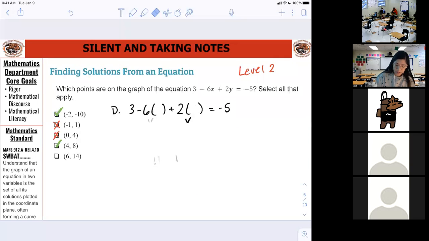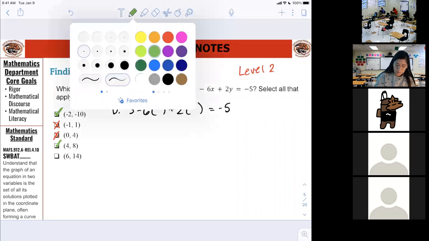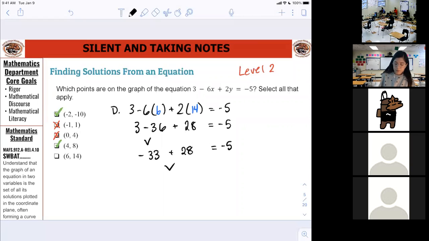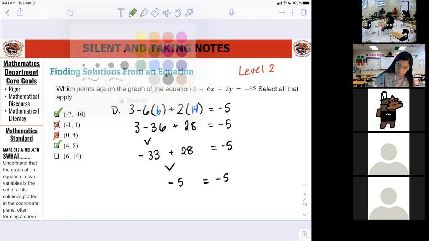Okay, so this one I'm plugging in 6 and 14. All right, what do I get in the next line? You get 3 minus 36 plus 28. Good. All right, 3 minus 36. Everybody pay attention. -33. Good. It's your responsibility. -33 plus 28. -5. Good. Awesome. That one works out as well.